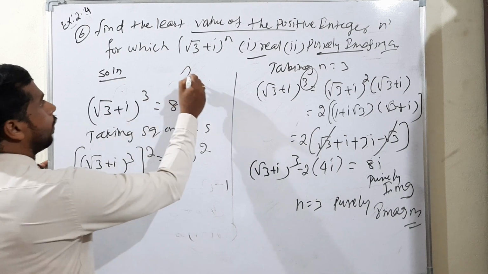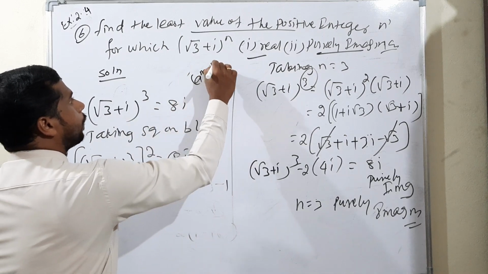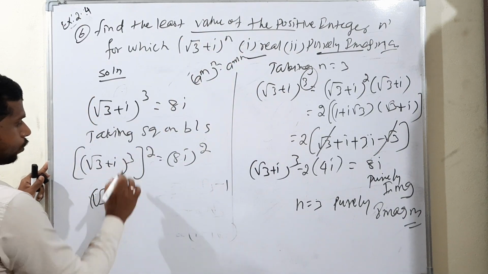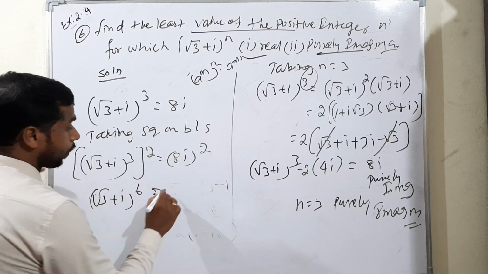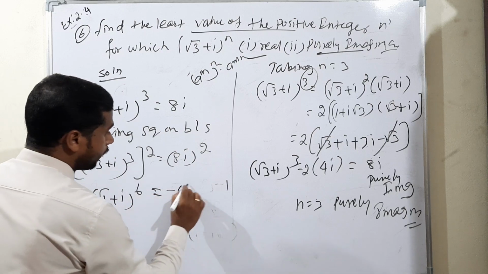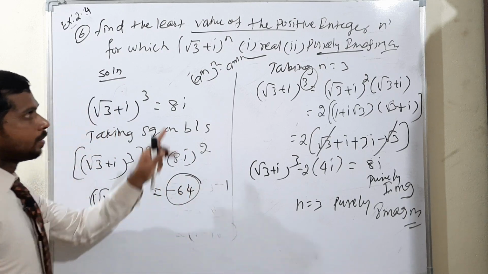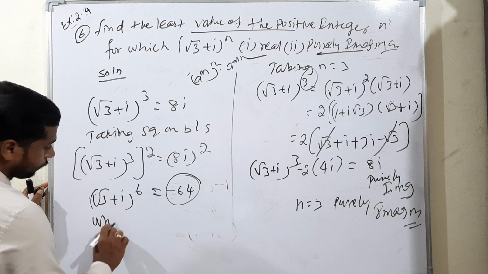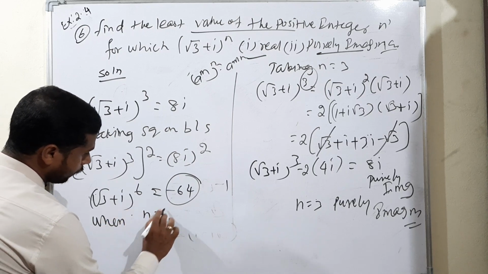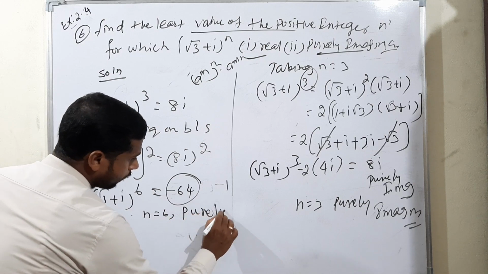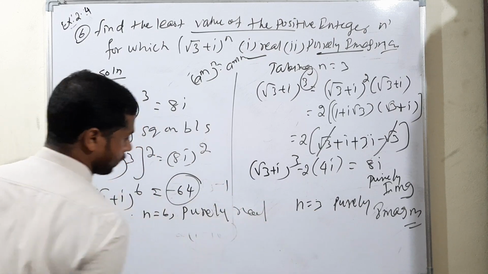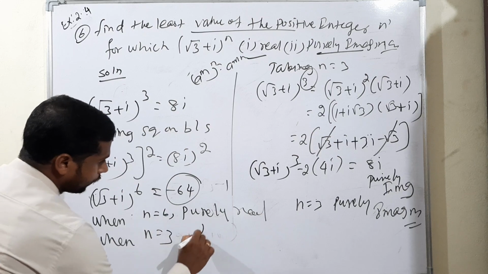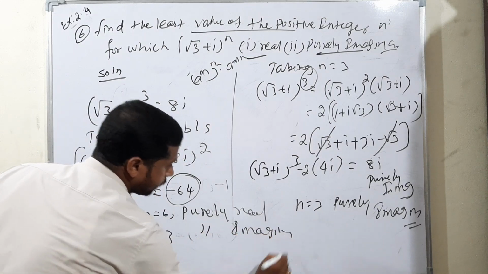Already we know one formula: (a^m)^n means a^(mn). So we can say (√3 + i)^(2 into 3), which is 6. If you remove the bracket, 8 squared means 64, but i² means minus 64. See, this is only real. When it is only real, the imaginary part will be 0. Therefore this is purely real. Therefore when n is equal to 6, this is purely real. That is the first answer. Then when n is equal to 3, it is purely imaginary. One of the important 5 mark questions.